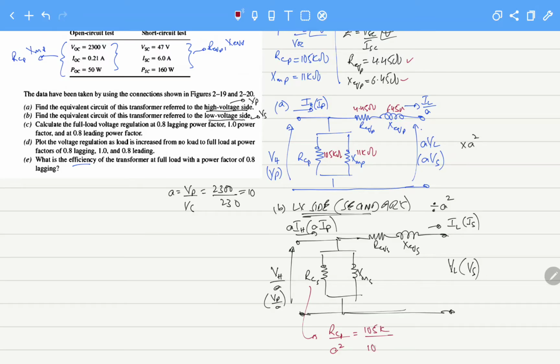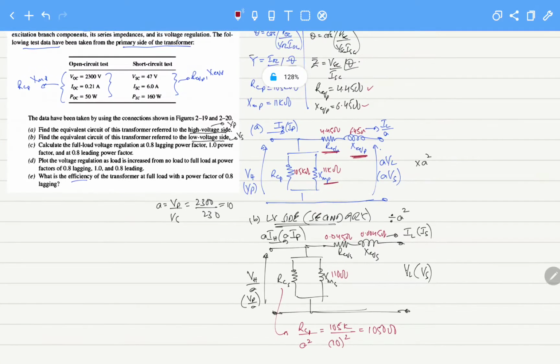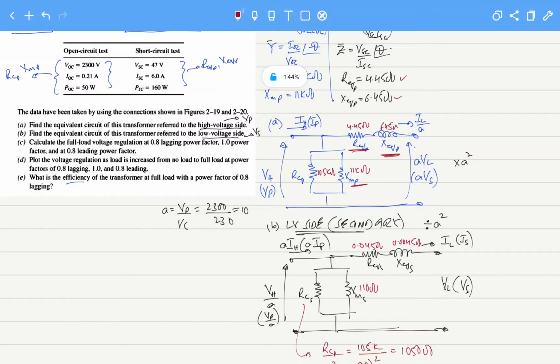105K divided by 10 squared, and this will become 1050 ohms. Similarly, for all the values, if you divide this value by a squared, the value will become 110 ohms. If you divide this value by a squared, it will become 0.045 ohms, and this value divided by a squared will become 0.0045 ohms. So this is the transformer circuit answer of part B.